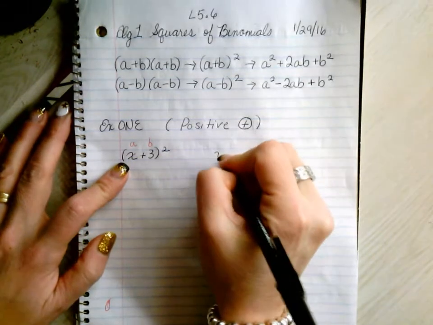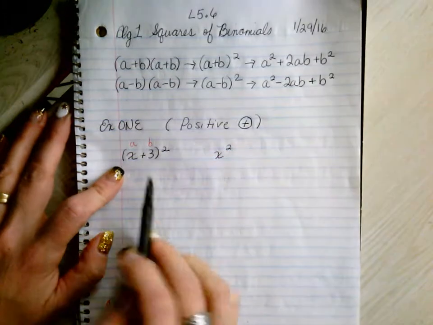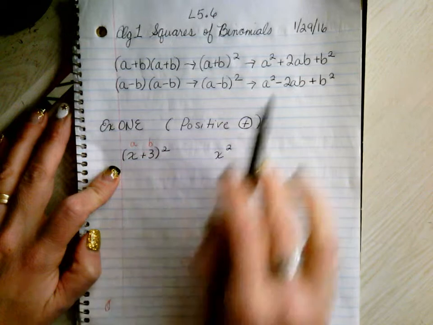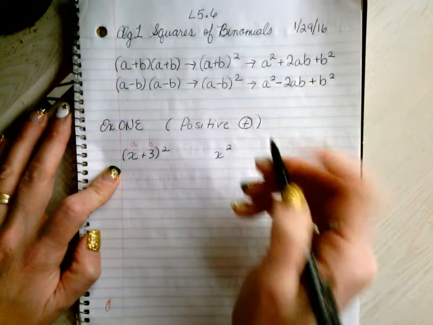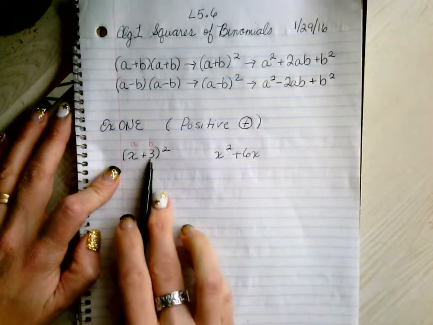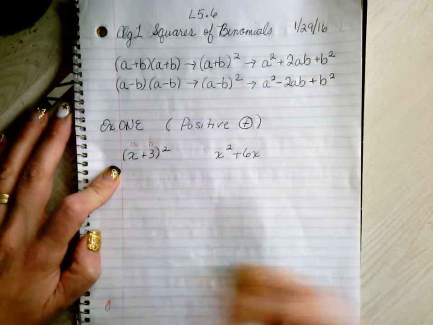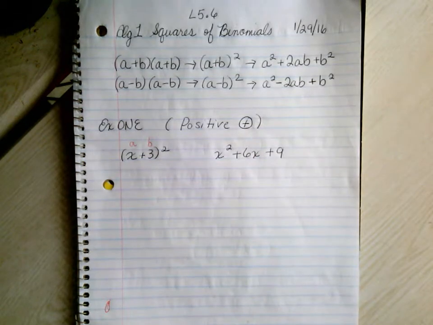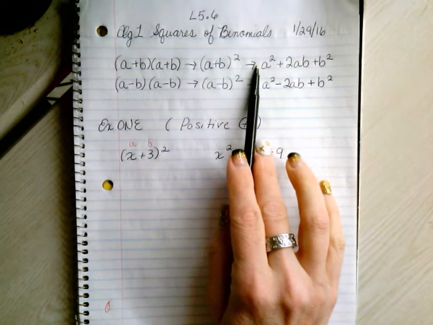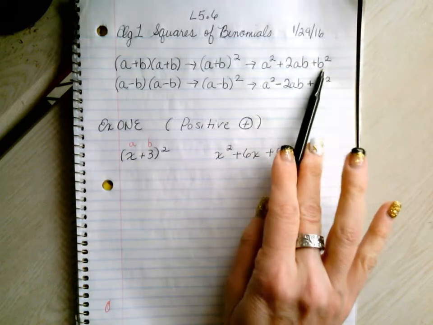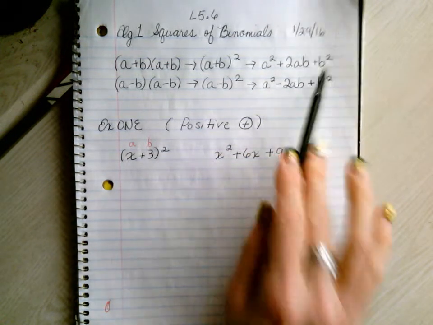So, what is a squared? x squared. What is the product of a and b? 3x. Double it. Bravo. And what is b squared? 9. Done. That's the result. A squared, multiply a by b and double it, b squared.